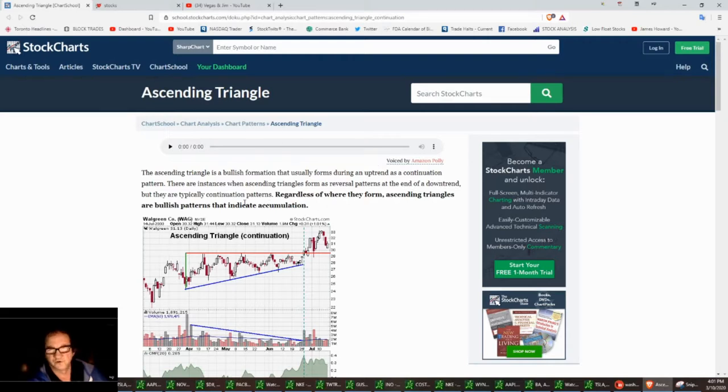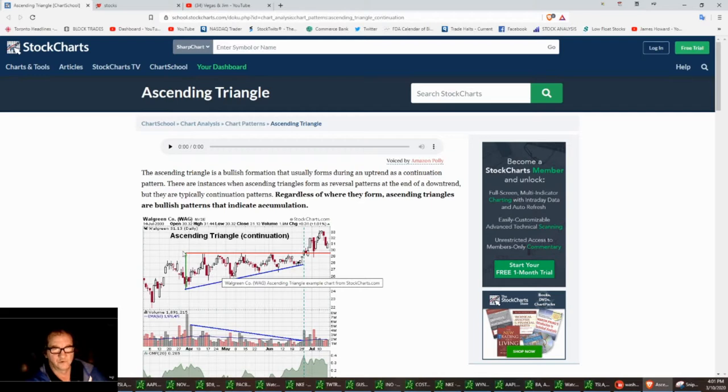The ascending triangle is a bullish formation that usually forms during an uptrend as a continuation pattern. There are instances where the ascending triangle forms as a reversal pattern at the end of a downtrend, but they are typically continuation patterns. They're always great to find, and they're usually bullish. Regardless of where they form, ascending triangles are bullish patterns that indicate accumulation.